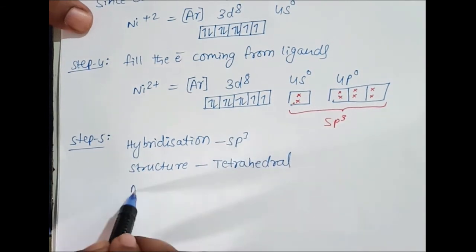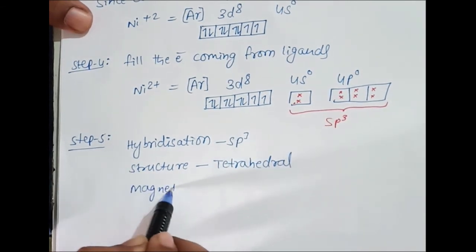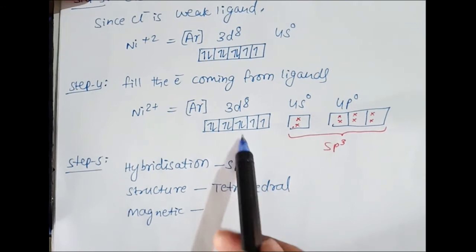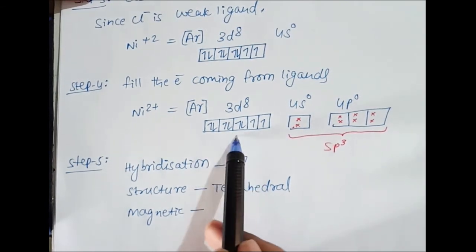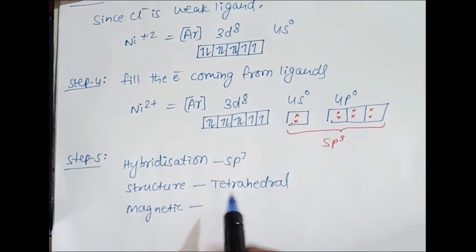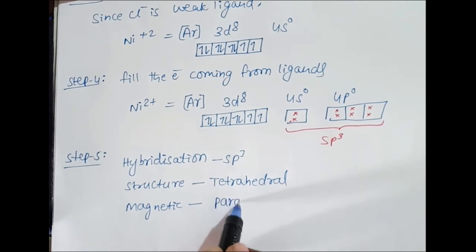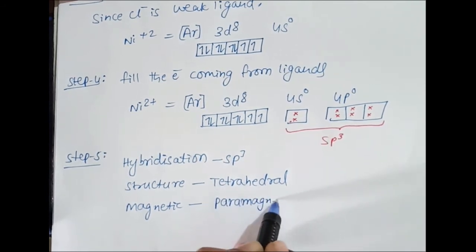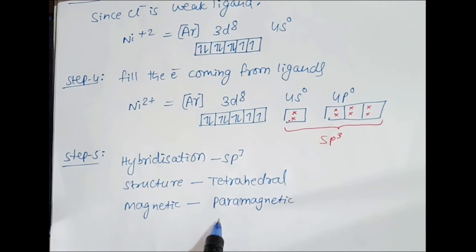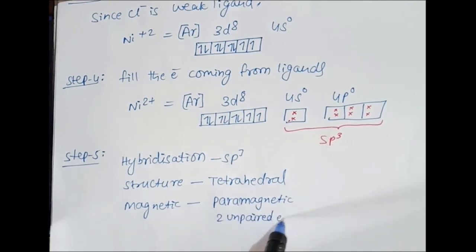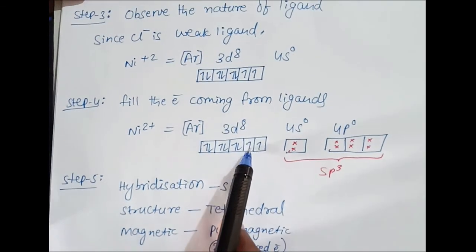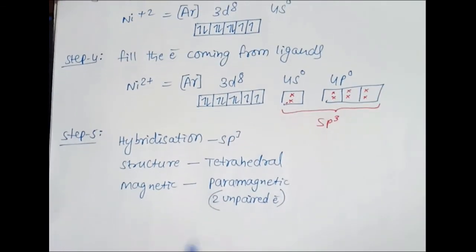Now magnetic behavior. I said here all electrons are not paired. Last time it was paired, now it is not paired, therefore it is paramagnetic, because it has two unpaired electrons. You can see, that's why it is paramagnetic.